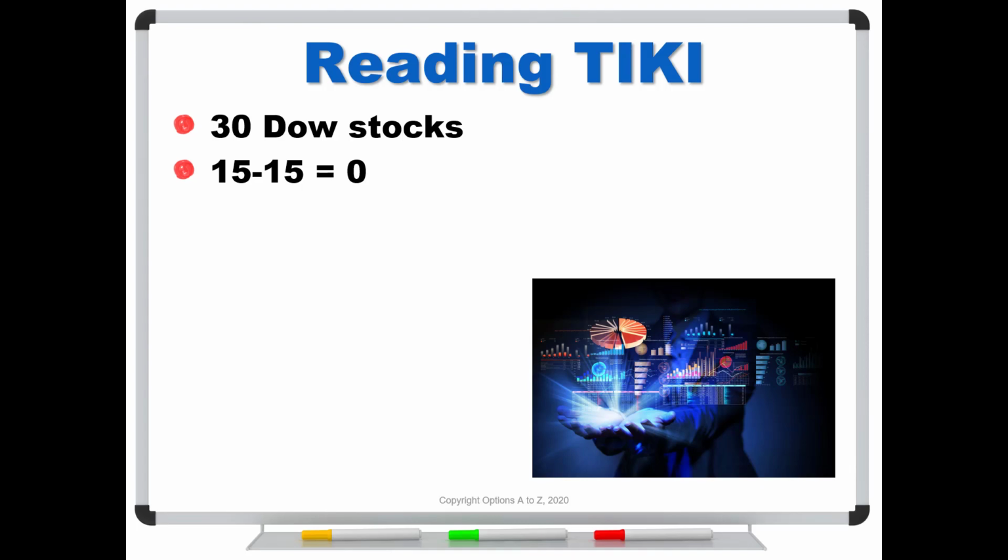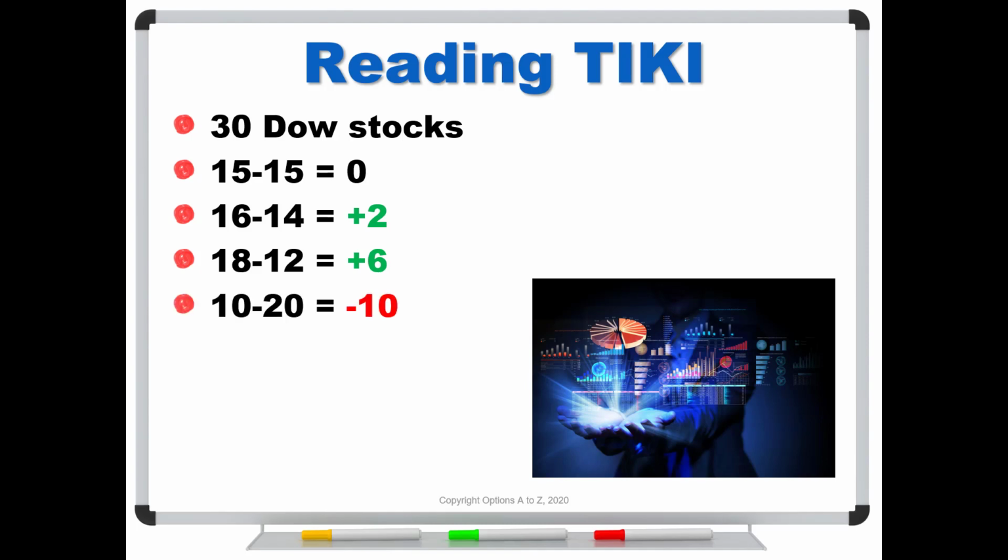If we start getting some advancing, we might see 16 to 14. Of course, we've always got to add up to 30. So now the TICI is going to show +2. If it goes 18 to 12, it's +6. Of course, if it reverses, we might see it go negative. We might see 10 advance and 20 decline, and the TICI would show -10. It's interesting that now we can put these up on computers. We can look at them in different aggregation periods, depending on the broker that you have.